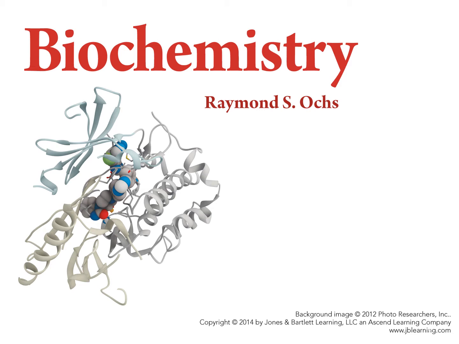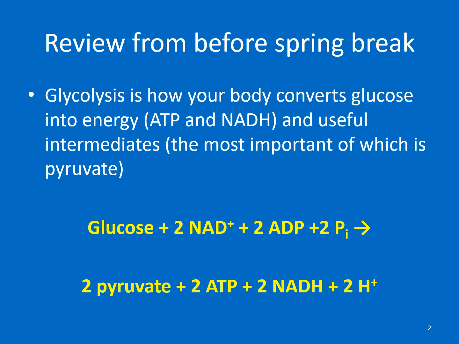So let's begin today's lecture with a review of what we did before spring break. All right, so most importantly, glycolysis. We spent a lot of time learning about glycolysis. So just as a reminder, this is how your body converts glucose that you eat into energy in the form of ATP and NADH, and other useful intermediates for other pathways, the most important of which is pyruvate.